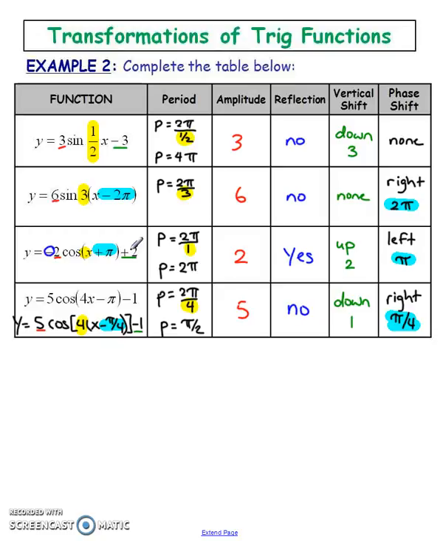Okay, the phase shift is this highlighted blue. Remember, this is going to be the opposite of what you think as well. So instead of going left 2 pi, you're actually going right 2 pi. Okay, and this one's going to be left pi.